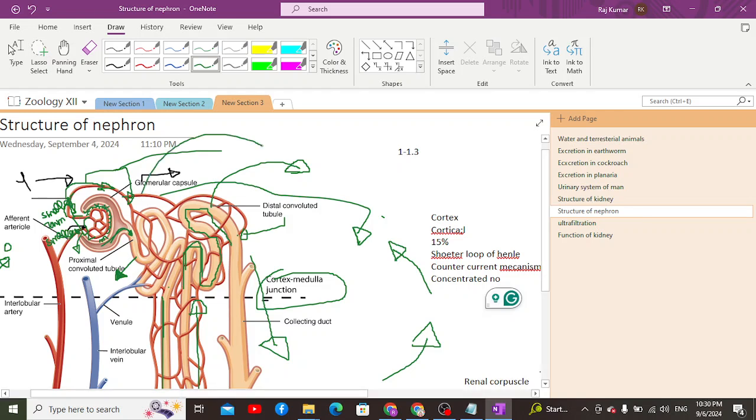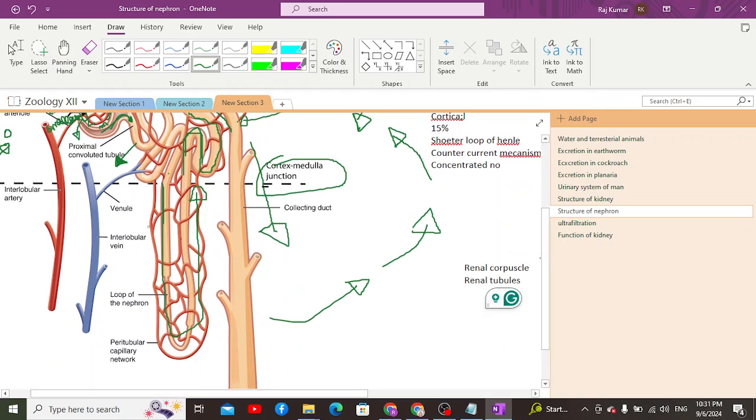Their function is basically to provide nutrition and oxygen to the tubular region, the renal tubules, as well as to help in the process of selective reabsorption. These are the two major functions. And when they go into the loop of Henle, the peritubular capillaries further branch into smaller vessels, which are known as vasa recta.